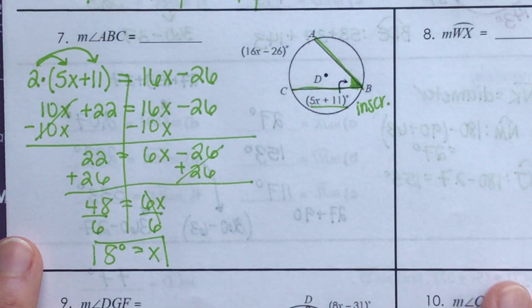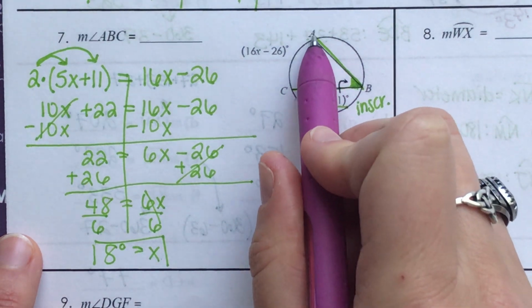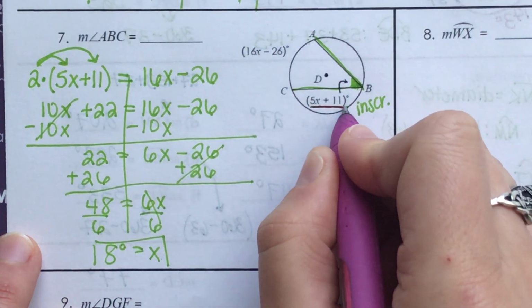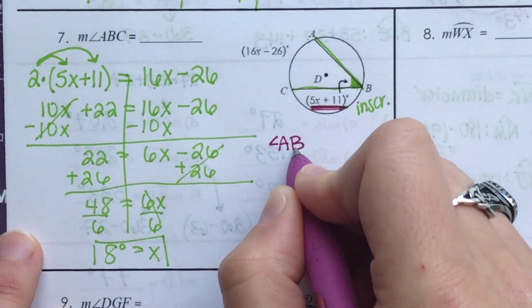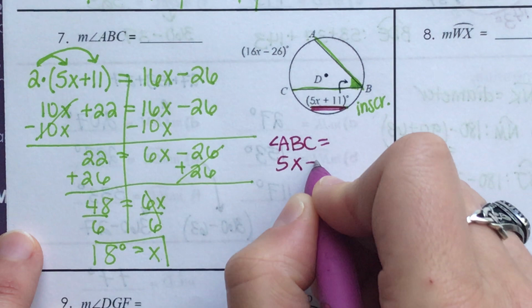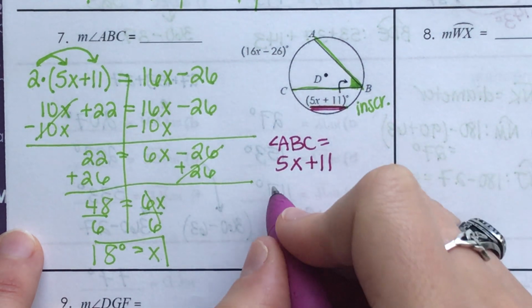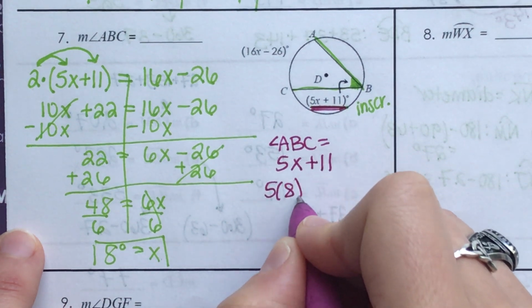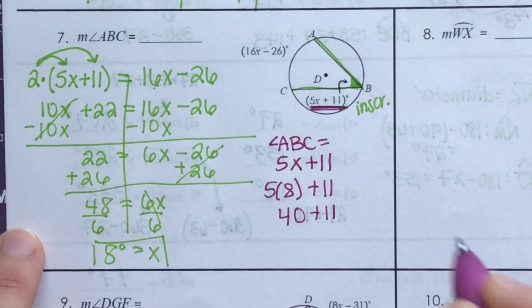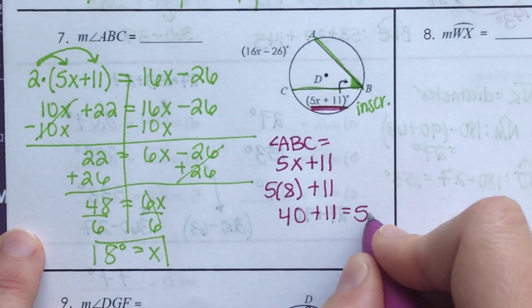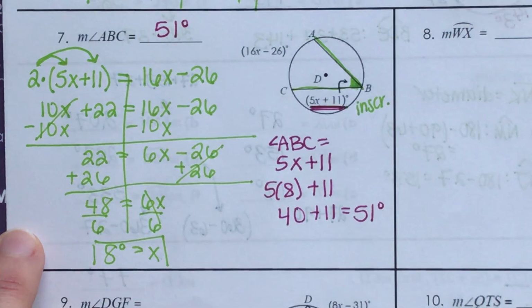However, the problem asks me to find the measure of angle ABC. ABC is this angle right here. So ABC is 5x plus 11. Wherever I see an x, I'm going to substitute in my answer of 8. 5 times 8 is 40, and 40 plus 11 is 51 degrees. So I figured out the problem.